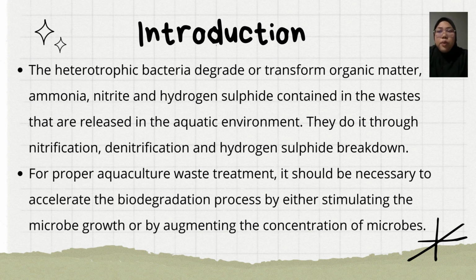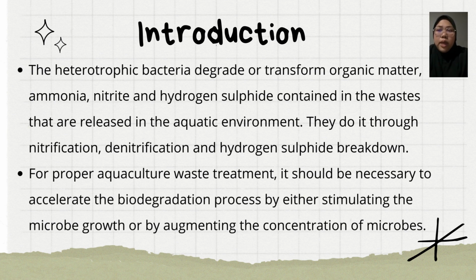Therefore, any successful bioremediation method should aim to optimize the rate of those processes and maximize carbon mineralization. This improves the water quality in the aquaculture environment by removing the toxic organic matter, decreasing the development of anaerobic conditions in the sediment and reducing sludge accumulation. Next, for proper aquaculture waste treatment, it is necessary to accelerate the biodegradation process by stimulating microbe growth or by increasing the concentration of microbes.